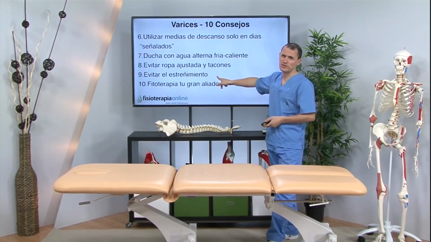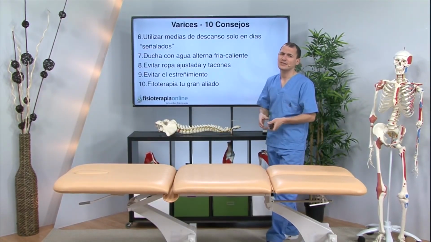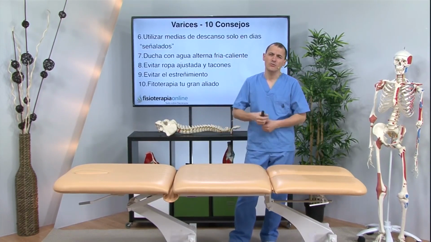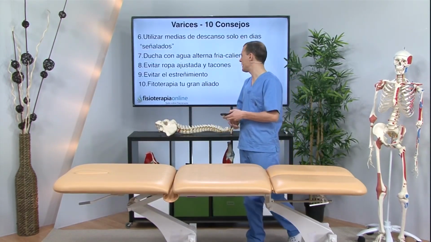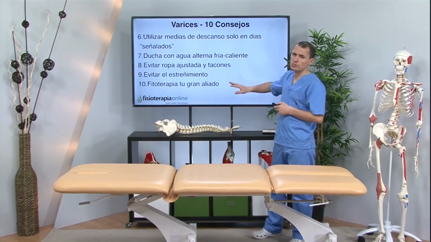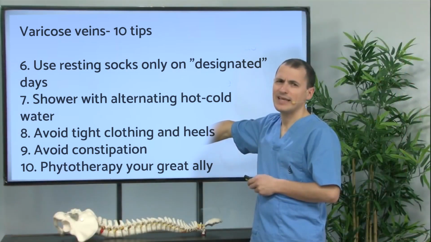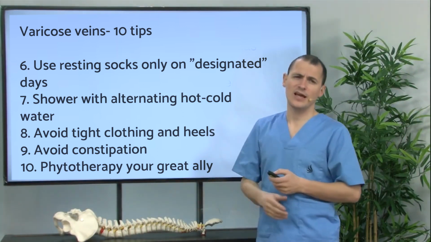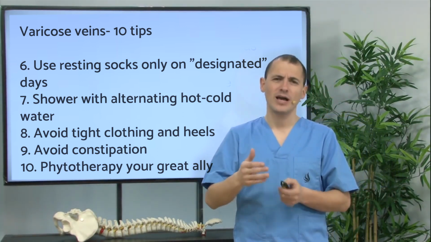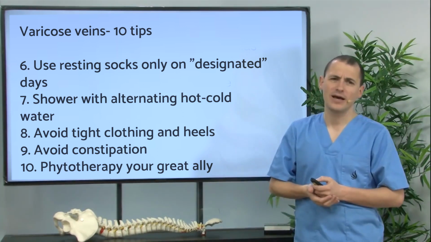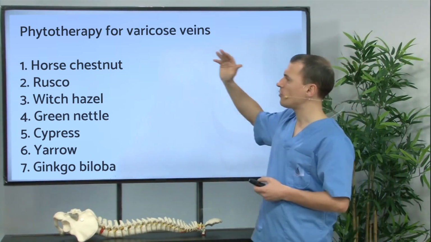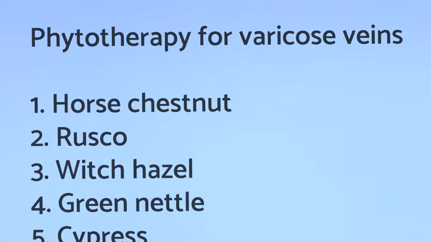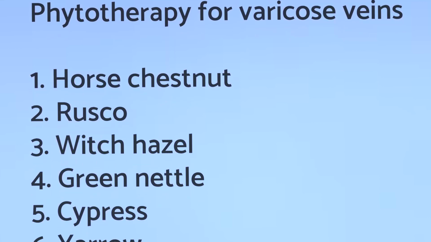Prevent constipation, as it increases pressure and compresses the inferior vena cava, making it difficult for blood to flow upward and impeding venous return. And, of course, a fundamental piece of advice is to remember herbal medicine. Medicinal plants can be your great ally in caring for, improving, and treating varicose veins in the long term. Here are some examples, such as horse chestnut, butcher's broom, witch hazel, green nettle, cypress, yarrow, or ginkgo biloba.